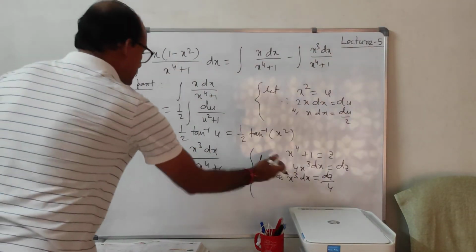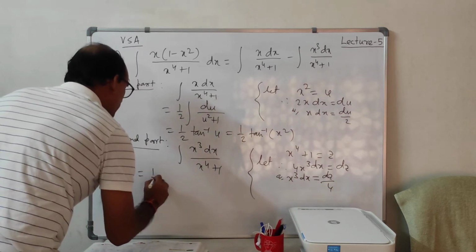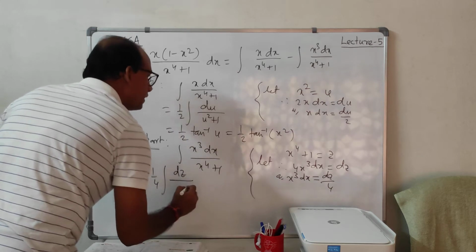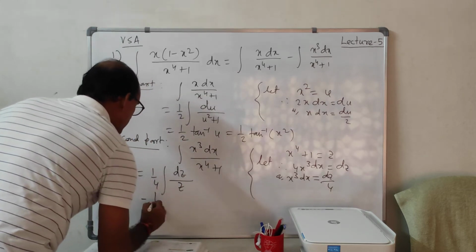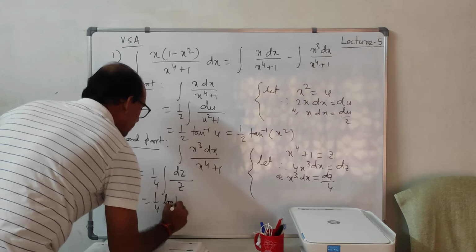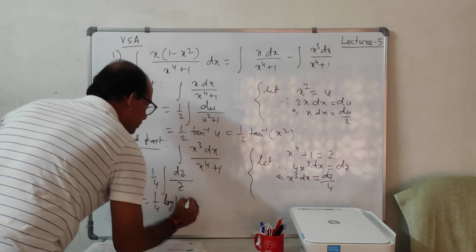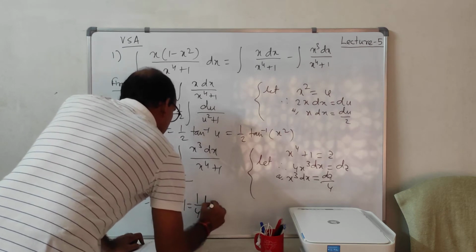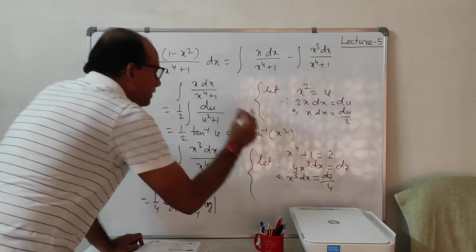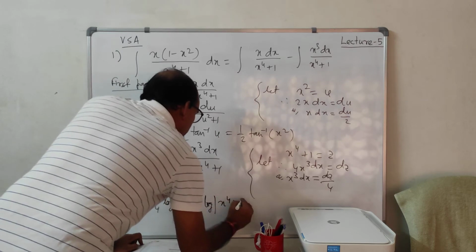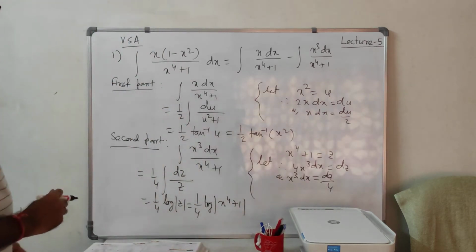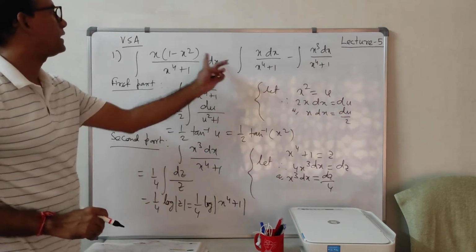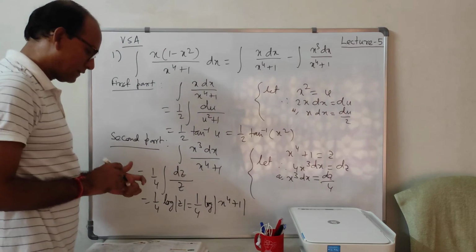So just put these things here. This is 1 by 4 integration dz by z, which is very easy. 1 by 4 log mod z. Don't put c here, the constant of integration. You have to put that constant at last. Log mod z means x to the power 4 plus 1. Okay. So just write this minus this, you will get the result of this integral.